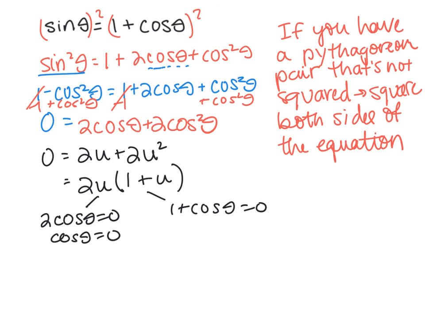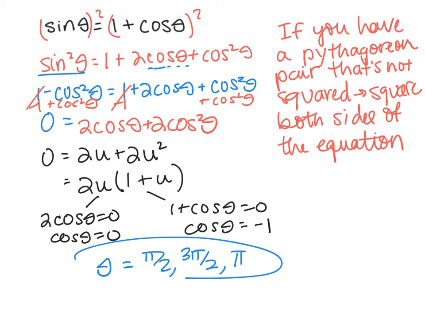So divide the 2, subtract the 1, and use your unit circle. So we get from cosine equal to 0, that happens at pi over 2, and 3 pi over 2. And from cosine equal to -1, that happens at pi.